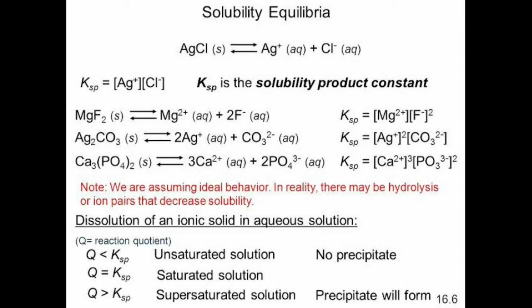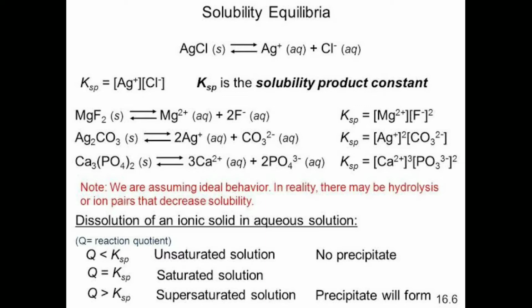Another example is MgF2 at equilibrium gives Mg2+ and 2F- ions. Hence, the solubility product constant Ksp is equal to concentration of Mg2+ into concentration of F- squared. Another example, that is Ag2CO3 at equilibrium gives 2Ag+ and CO3 2-. Hence, we write the solubility product constant Ksp is equal to concentration of Ag+ squared into concentration of CO3 2- ions.